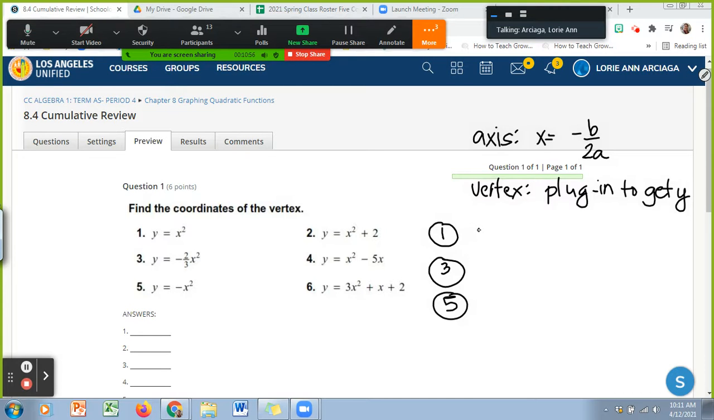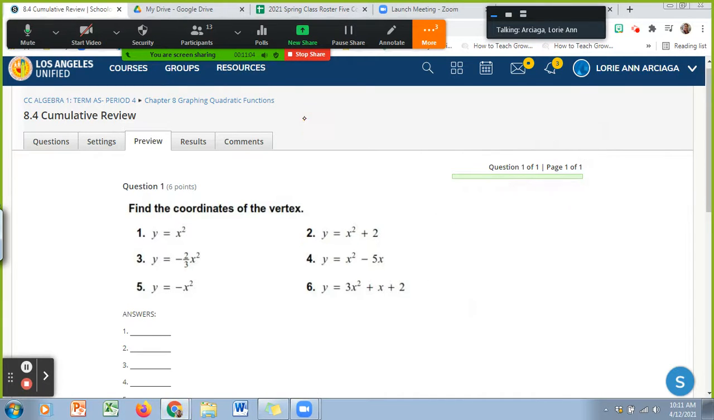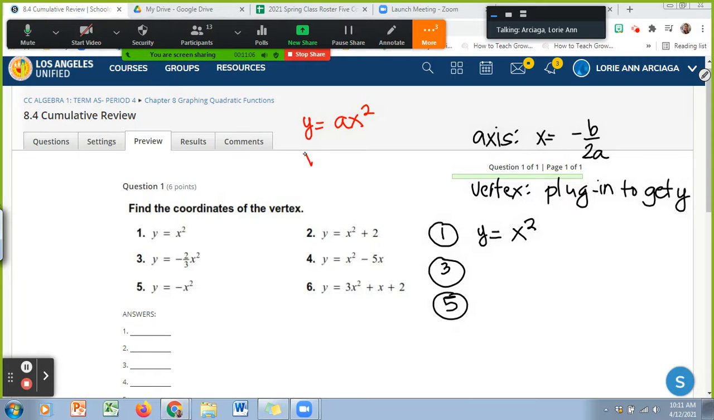If the function looks like y is equal to ax squared, the vertex is always at the center, which is 0, 0. Why? Because there is no value of b. Remember, the b is the value that comes with x, but there's no bx. So if this is 0, then 0 divided by anything will just be 0. That's a very useful shortcut.